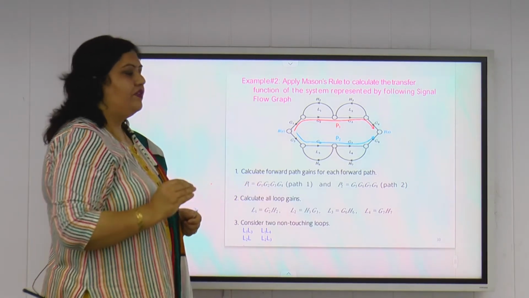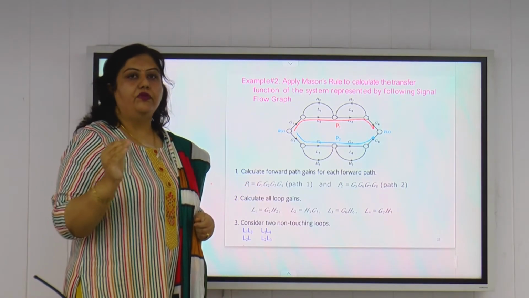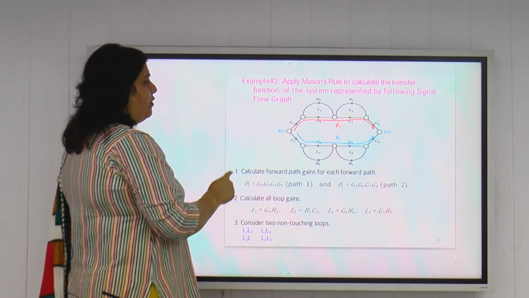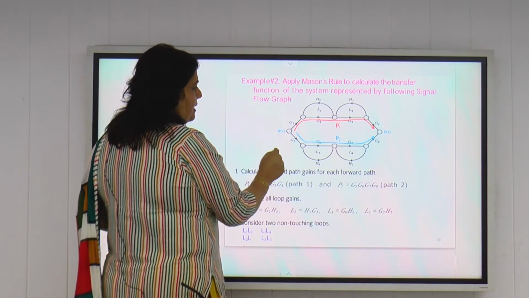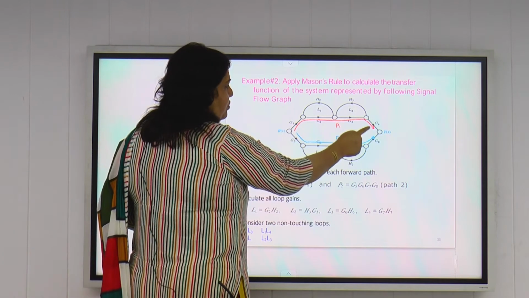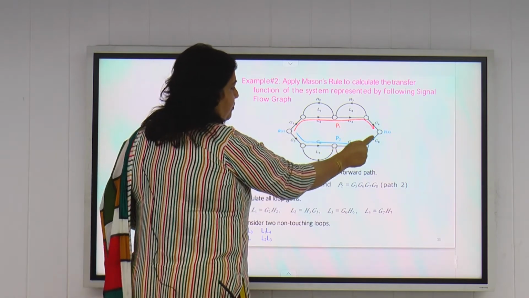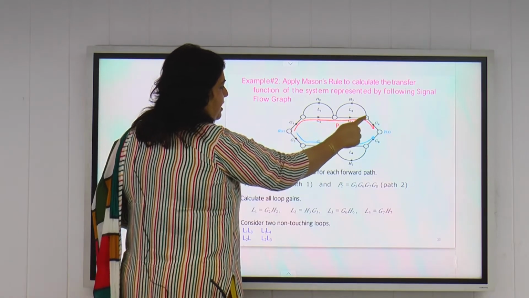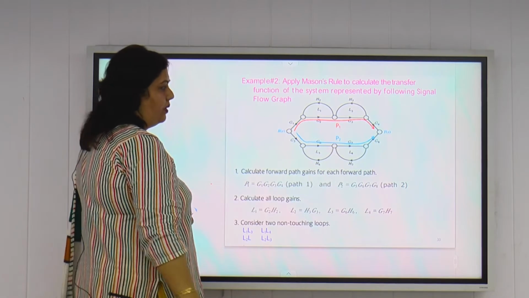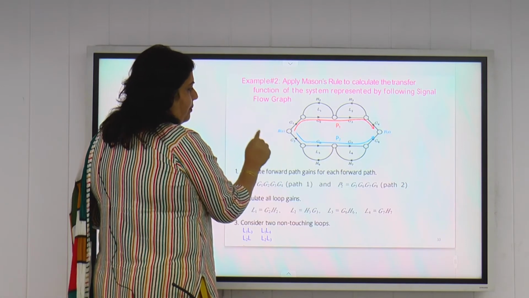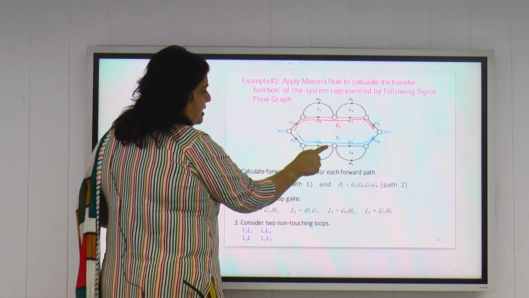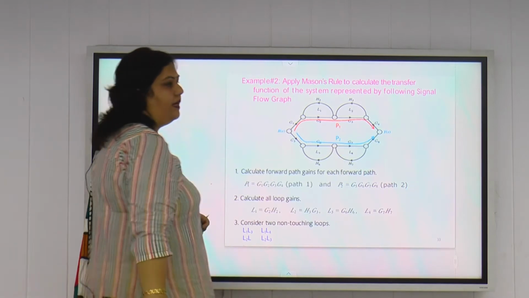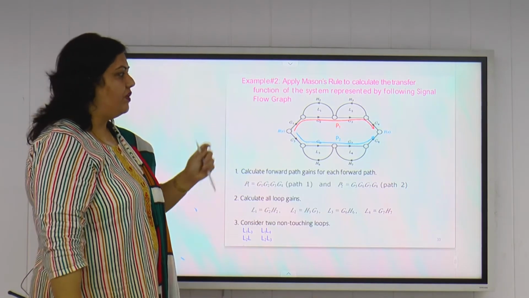For that, the first step is to identify the number of forward paths. We have 2 forward paths here. The first is shown in red and the second forward path is shown in blue. We start from R(s), go to G1, then G2, then G3, then G4, and we reach the output node. For the second forward path, we start from the input node, go to G5, G6, G7, G8, and end at output node Y(s).